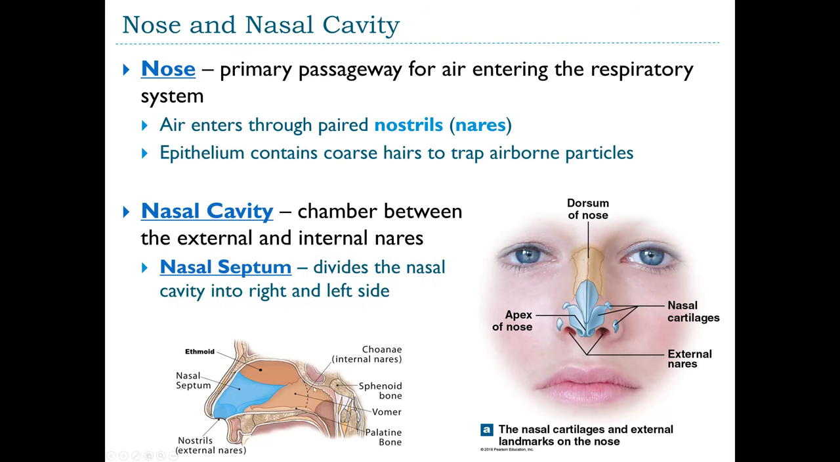So the nasal cavity is divided into right and left sides by the nasal septum. And the nasal septum is part bony, so there's a portion at the top made up of the ethmoid bone, a portion in the posterior inferior part made up of the vomer, and then the front part is made up of primarily hyaline cartilage. So the nasal septum is part bony and part cartilaginous.